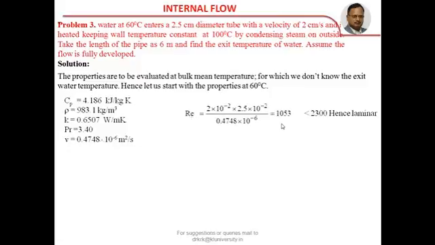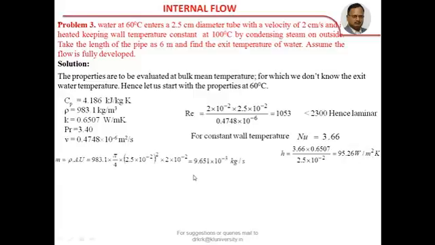Based on the final answer we obtain, we will go for an iteration procedure and then find out whether in the second run or third run the estimated assumed values will coincide with the practical ones or not. So let us start with properties at 60 degrees. These are the properties extracted from the data book for water, and now calculate Reynolds number: 1053.